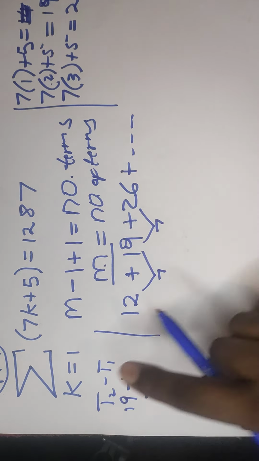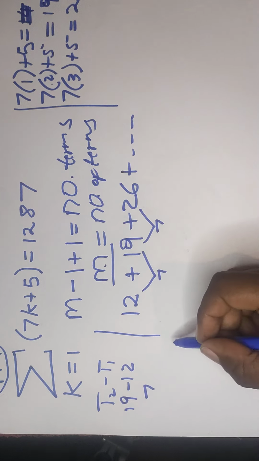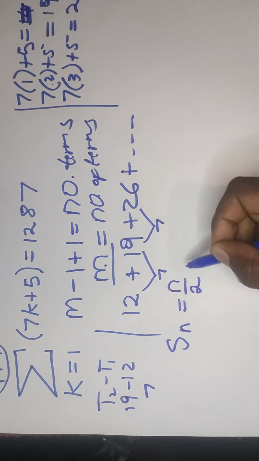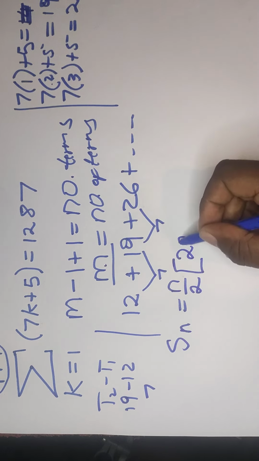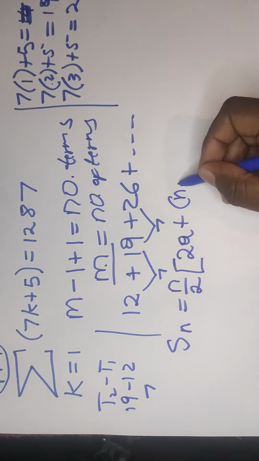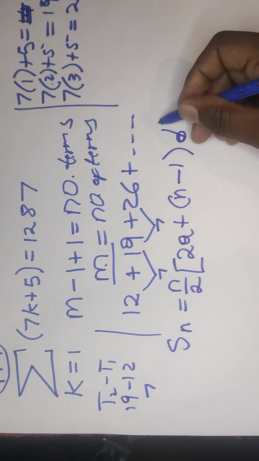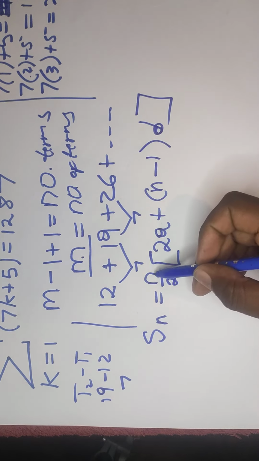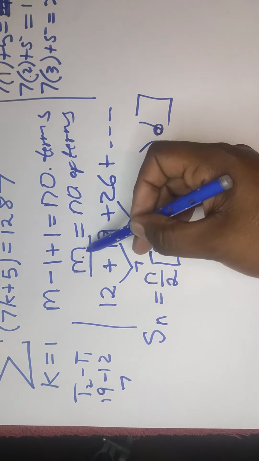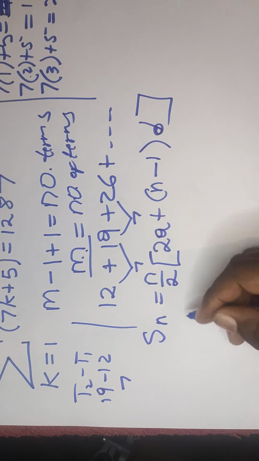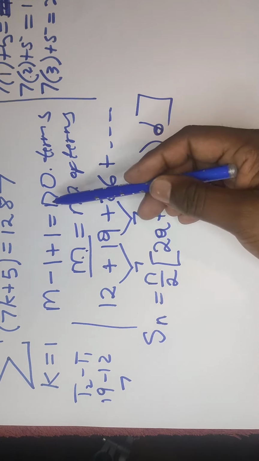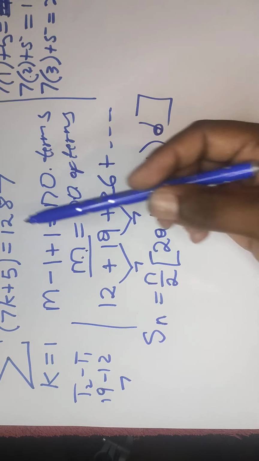So since this is a sum, I need to use the formula for a sum, n all over 2 into 2a plus n minus 1 into d. Remember, we are looking for n, which represents the number of terms. Remember, we said m represents the number of terms. So what is the sum? The sum is given. The value of the sum is 1287.